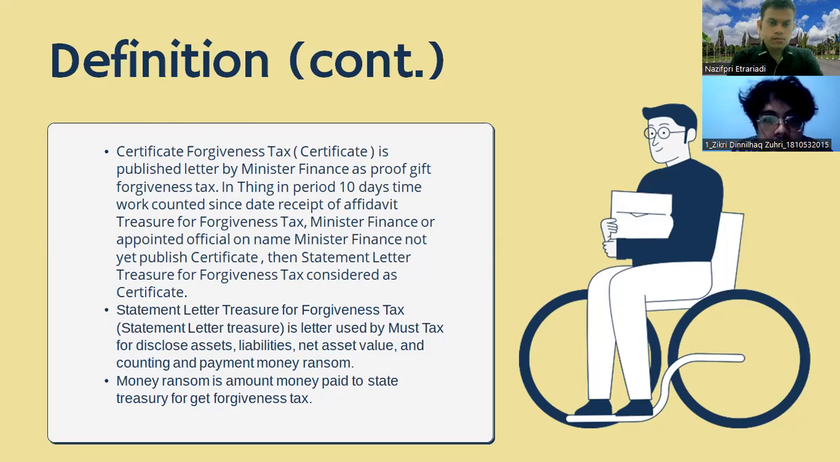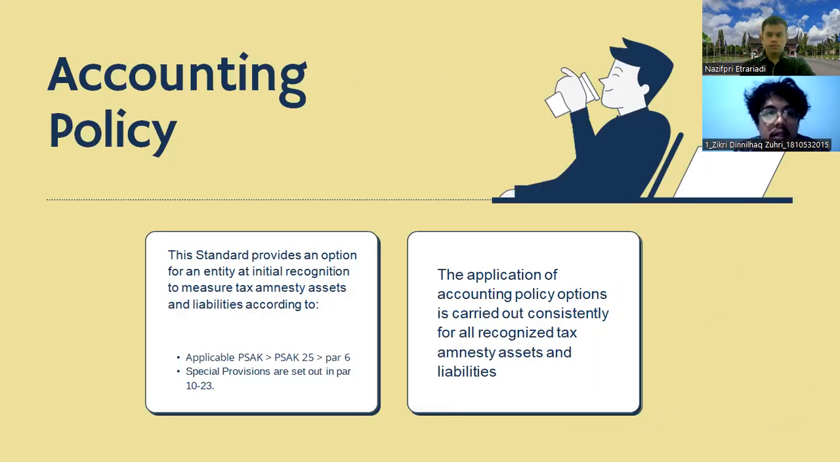Okay, the next. Accounting policy. This standard provides an option for the entity at initial recognition to measure tax amnesty assets and liabilities according to, first, the applicable PSAK, more precisely PSAK 25 and paragraph 6, and second, the special provisions set out in paragraphs 10 until 23. The application of the accounting policy option is carried out consistently for all recognized tax amnesty assets and liabilities.